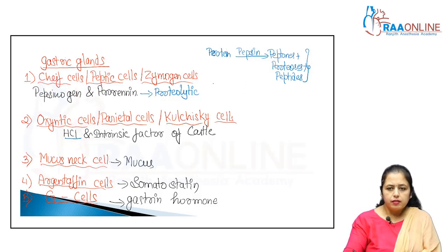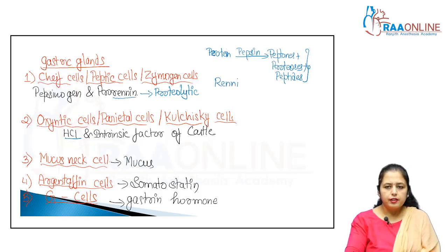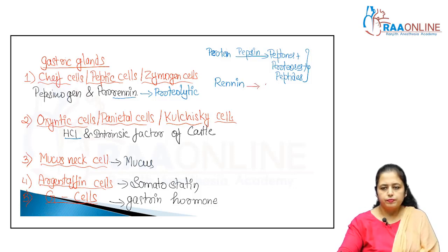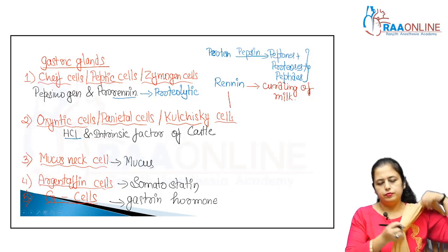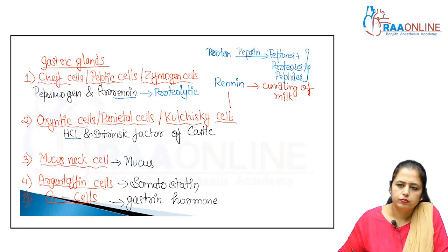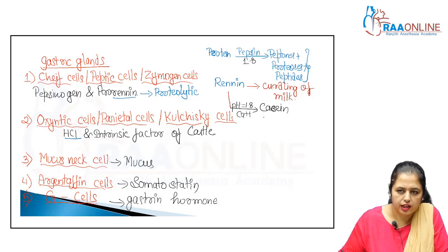Now renin is responsible for the curdling of milk, right? When that renin acts at a pH of 1.8, renin acts on the milk protein casein in presence of calcium ion which is present in milk.